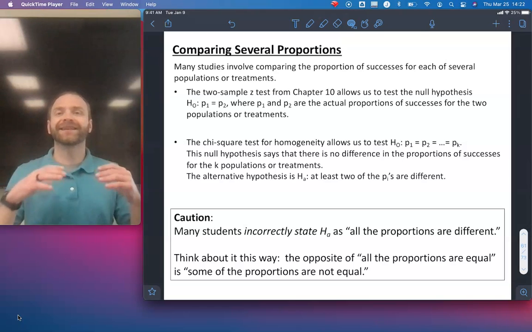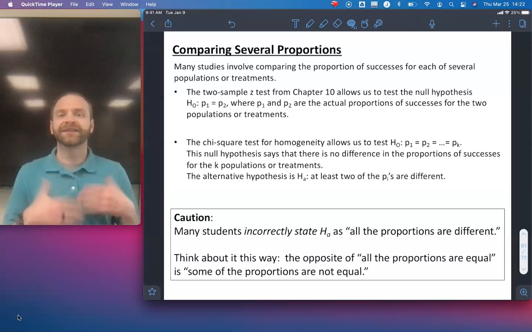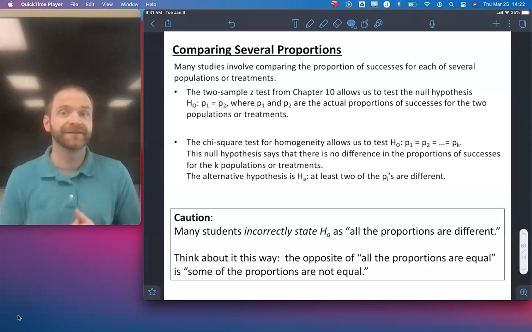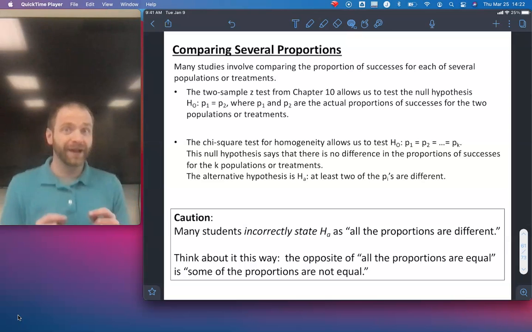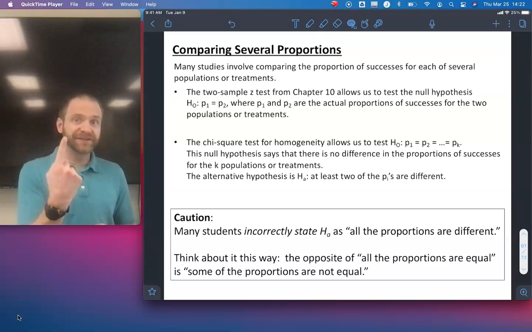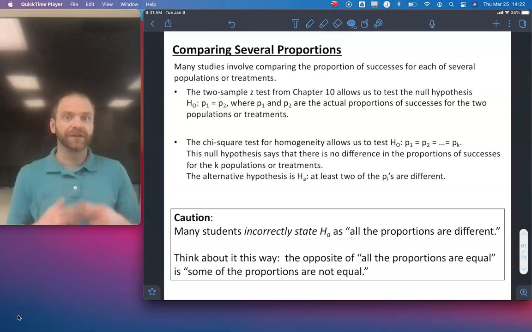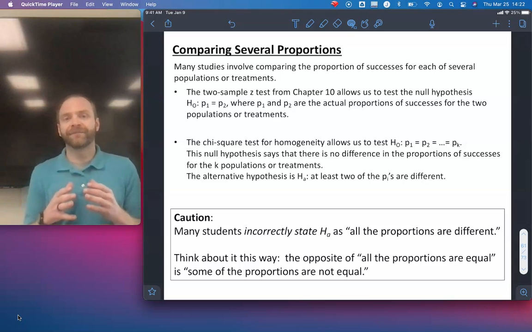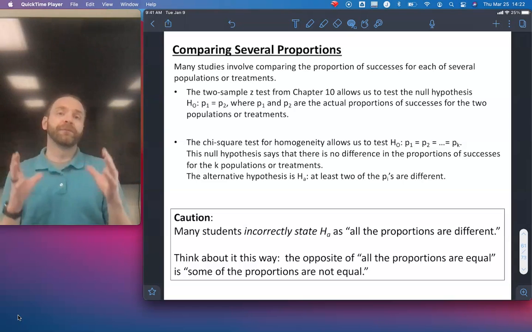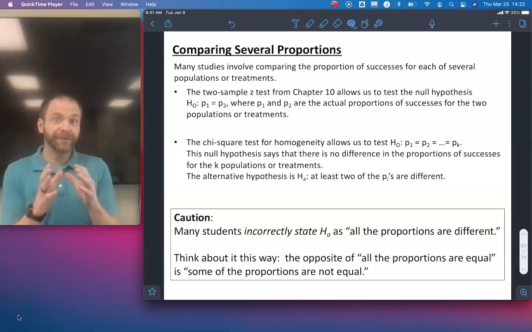Now, we could write it all out that way algebraically, or we can state it: the null hypothesis says that there is no difference in the proportions of successes for the K populations or treatments, insert context there. The alternative says, hey, at least 2 of them are different, because if one of them is different, it's going to at least impact one other one. So we need to be careful. Do not state the alternative hypothesis as all the proportions are different, because some of them can be the same.